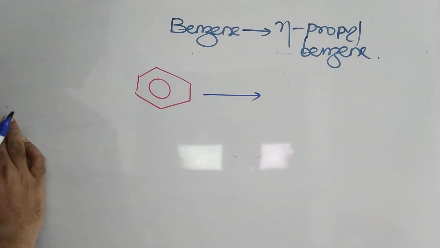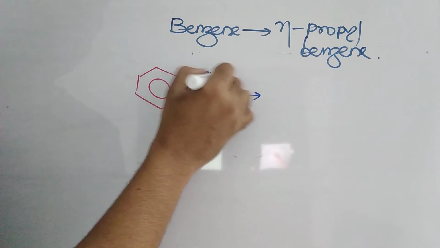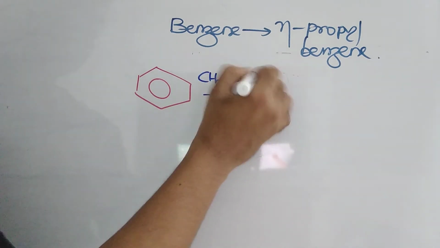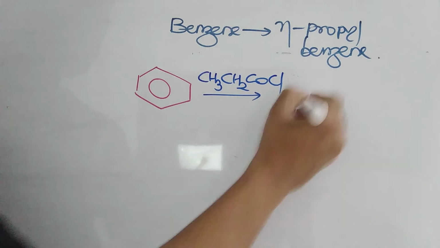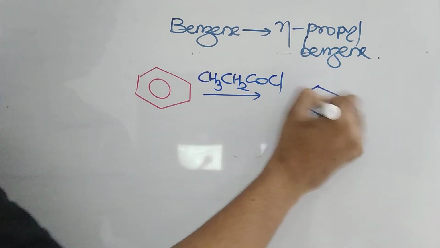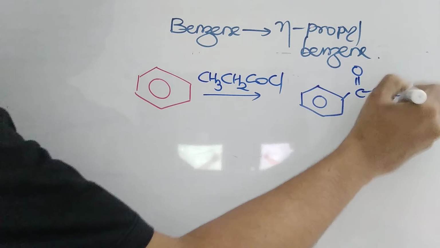Benzene to n-propylbenzene, the best method is to go with acylation. CH3CH2COCl in the presence of anhydrous AlCl3, a Lewis acid. Now there is no chance of rearrangement because that is an acyl group, COCH2CH3.